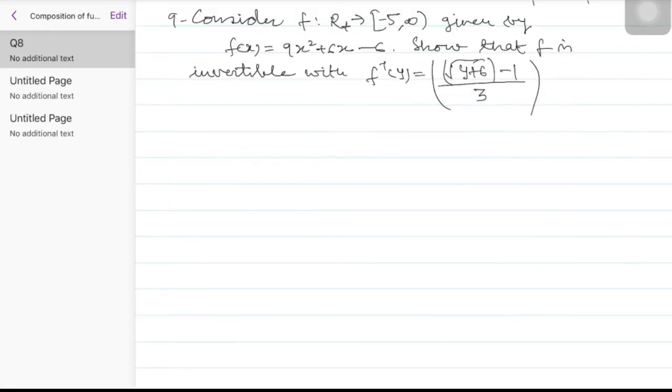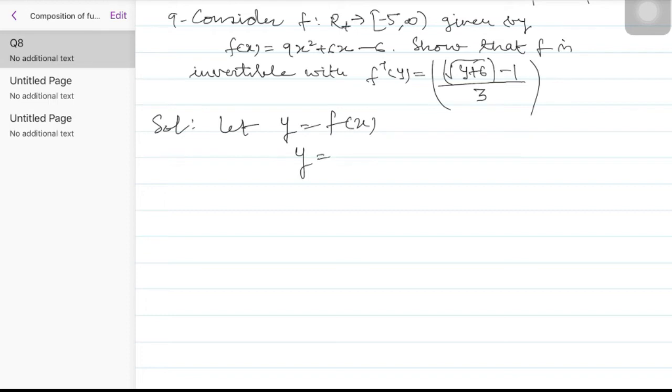Next question is, consider a function f from r plus to close interval minus 5 to open interval infinity given by fx equal to 9x square plus 6x minus 5. Show that f is invertible with f inverse y is equal to square root of y plus 6 minus 1 divided by 3. तो इसको सॉल्व करने के लिए वही टेक्निक यूज करते हैं। Let us assume let y is equal to fx.